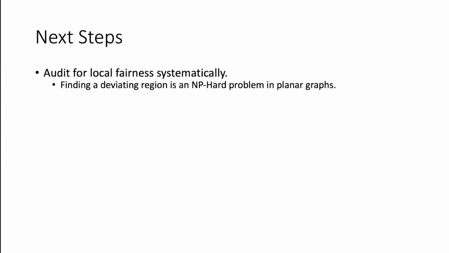So this leads to several next steps that we are currently considering. Firstly, can we audit for local fairness more systematically, not just look against these 13,000 maps, but actually check if there's any deviating region at all? It's an NP-hard problem to find a deviating region, so we are devising heuristics for it.